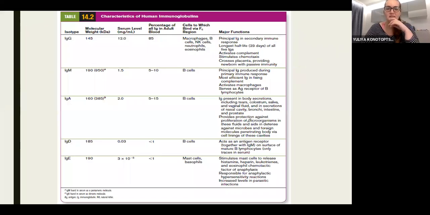Here we're talking about antibodies, very nicely written for you here, everything. So I just want to get your attention to the most important things. So first of all, there are 5 types of antibodies. Okay, so you already saw this one, IgM. Remember it?